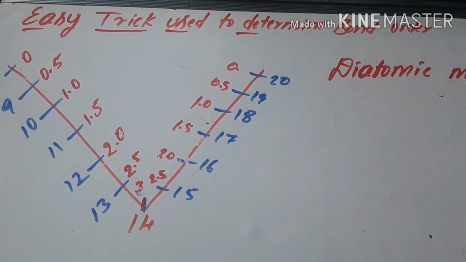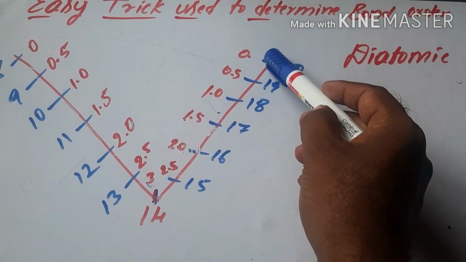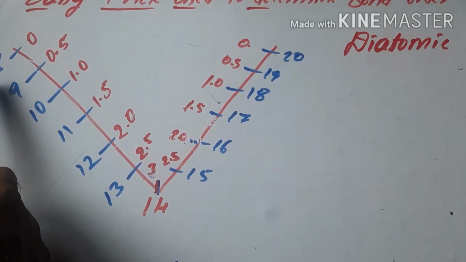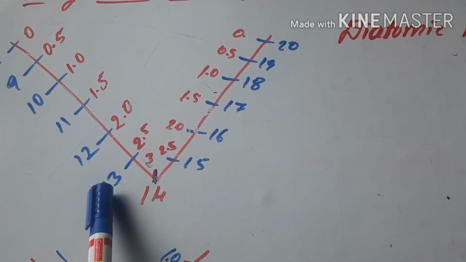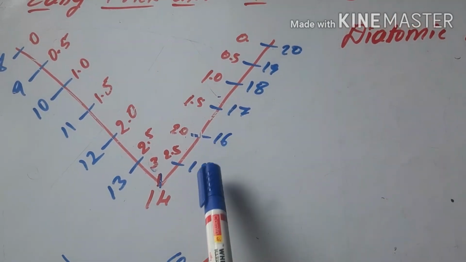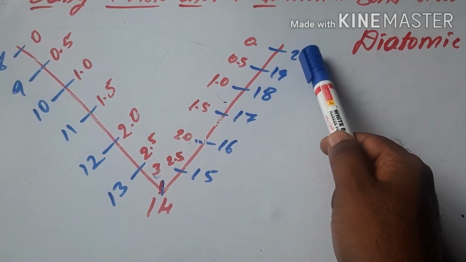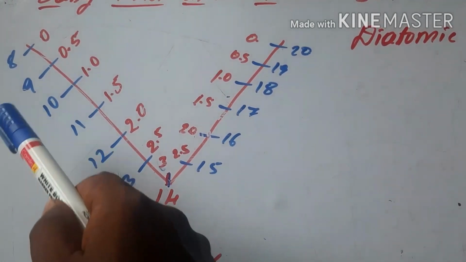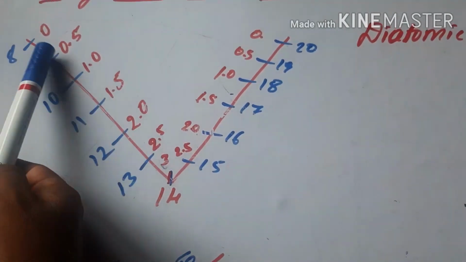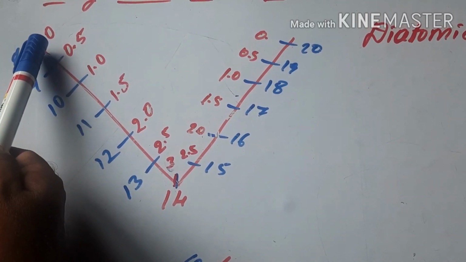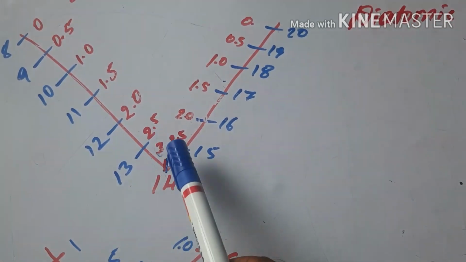Let me show you. First, draw one V-shaped line, then write the number of electrons in increasing order: 8, 9, 10, 11, 12, 13, 14, and then it rises to 15, 16, 17, 18, 19 and 20. That indicates the number of electrons. And on the next side, bond order slightly increases from 0 to 0.5, 1, 1.5, 2, 2.5, 3.